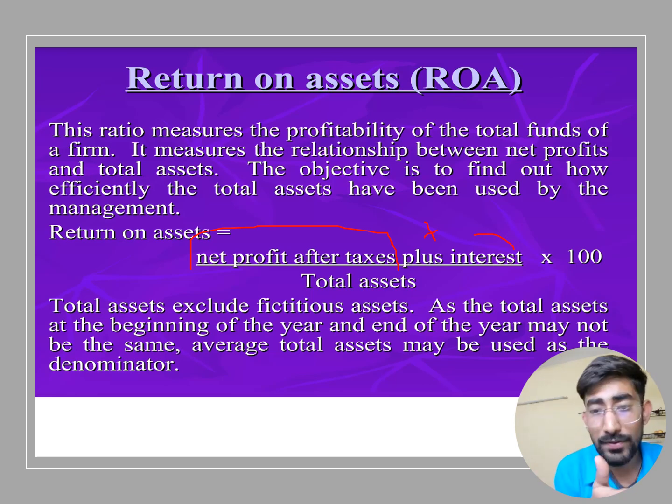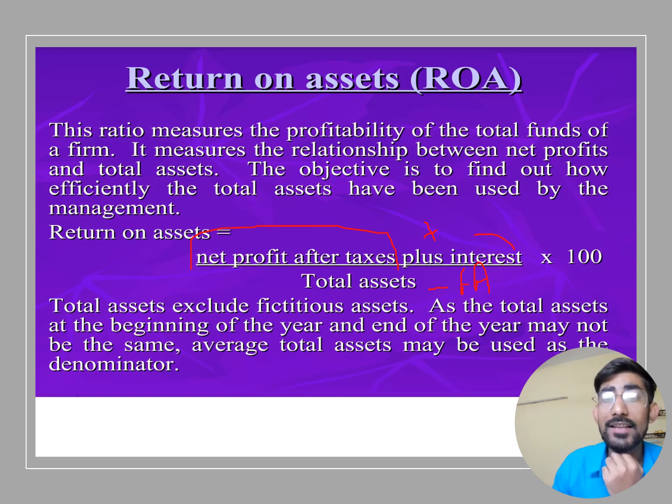So net profit after tax, NAT, plus interest divided by total asset into 100, and the total asset excludes the fictitious asset. That means in the total asset we must deduct our fictitious assets, that are preliminary expenses, discount on issue of share, those things. FA, fictitious assets, need to be excluded from our total asset.